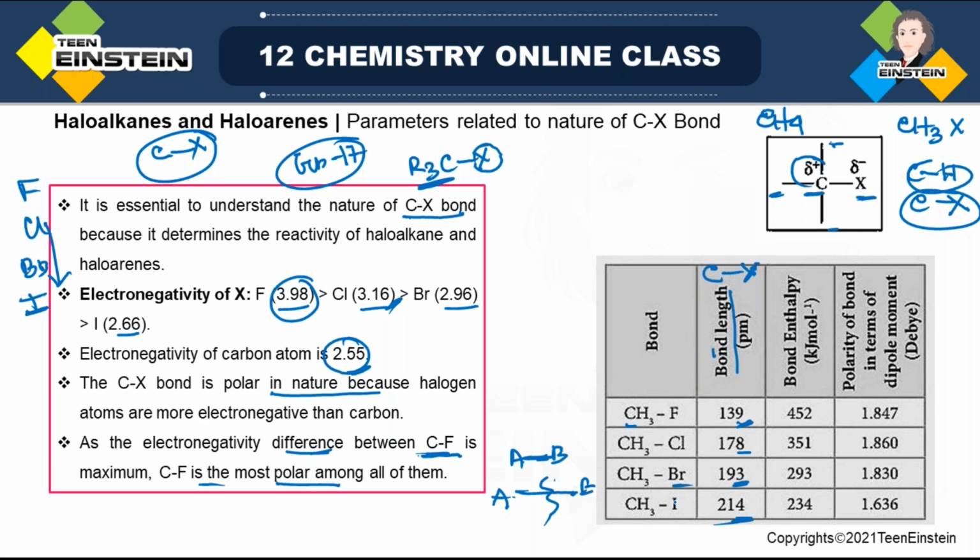So shorter is the bond distance, higher will be the bond enthalpy. So that is why, see, as the bond length is minimum, bond enthalpy in kilojoule per mole unit is maximum, and gradually it is decreasing.